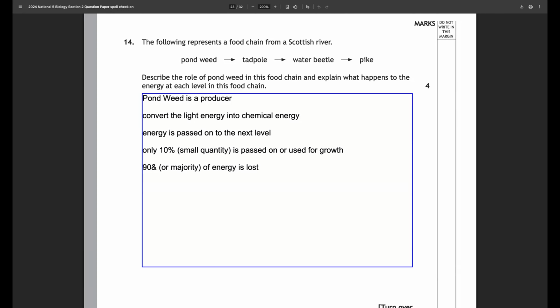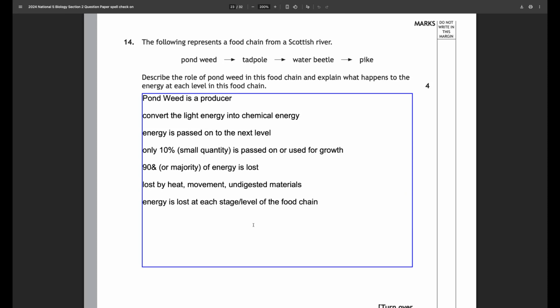You could say that 90% or the majority of energy is lost. You could say how it's lost. It's lost by heat, by movement, and by everyone's favourite, the undigested materials. Okay, so we lose a bunch of energy through those three. And then overall, as energy passes through the food chain, more and more is lost. So energy is lost at each and every stage of the food chain. Or sometimes we say the level, don't we? Rather than each stage, we say the level of the food chain.